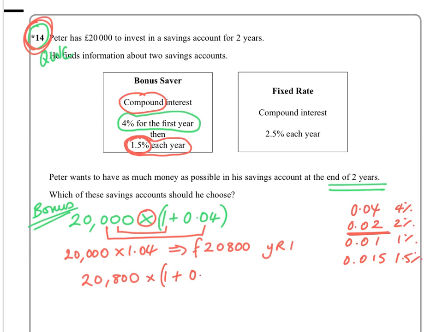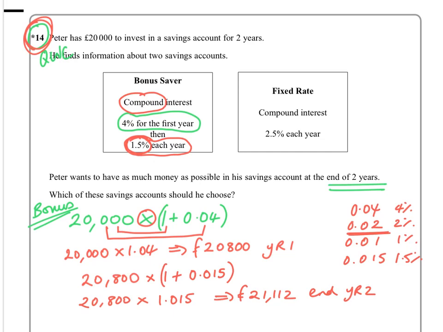So you want to add 0.015 to this, so we're really doing 20,800 times 1.015, and we'll do that quickly. And I get, at the end of year 2, £21,112, and that's end of year 2. So that's in the bonus saver account.